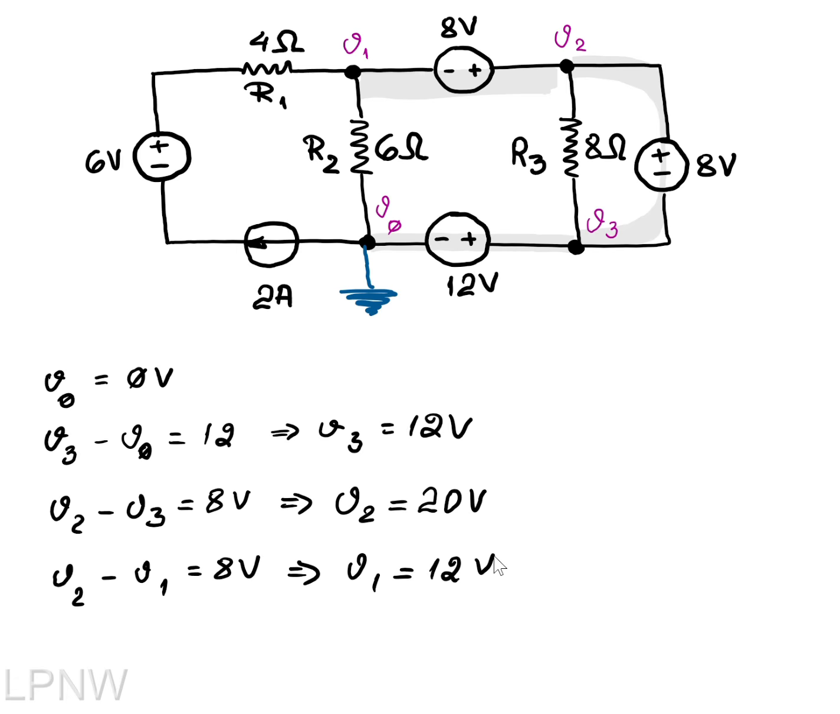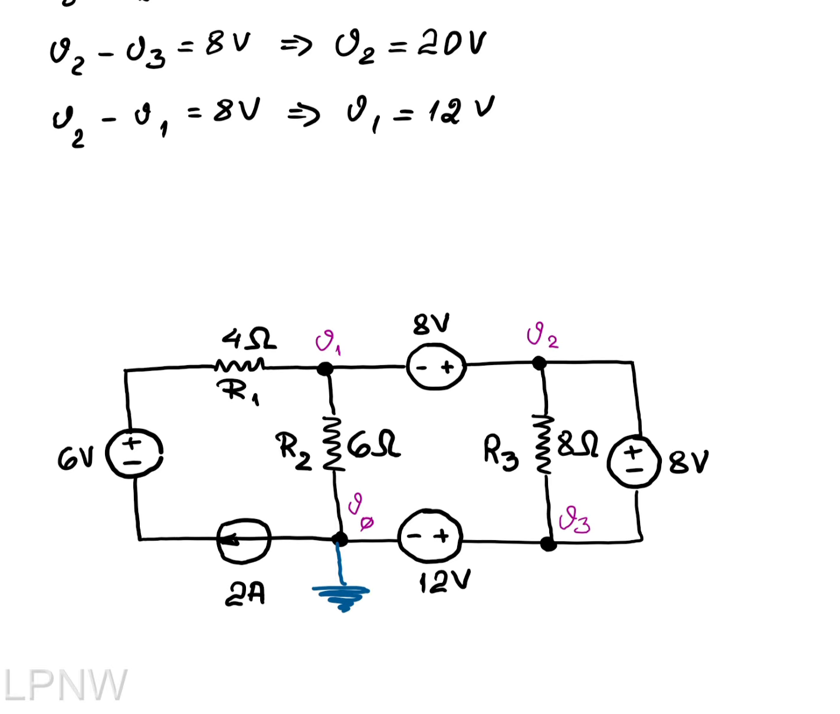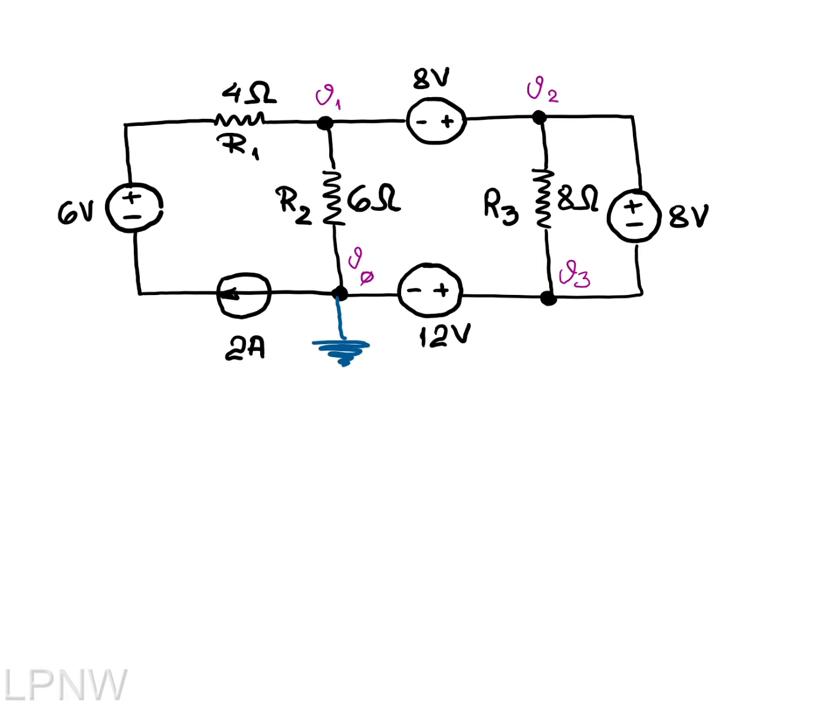Next step, I organize all the values I got and see if I'm missing something. So I'm back to my diagram, but this time I'm going to include the values, so it will be much easier to calculate what is happening after. V1 I calculated as 12 volts, V2 as 20 volts, V3 was 12 volts, and V0 was 0.